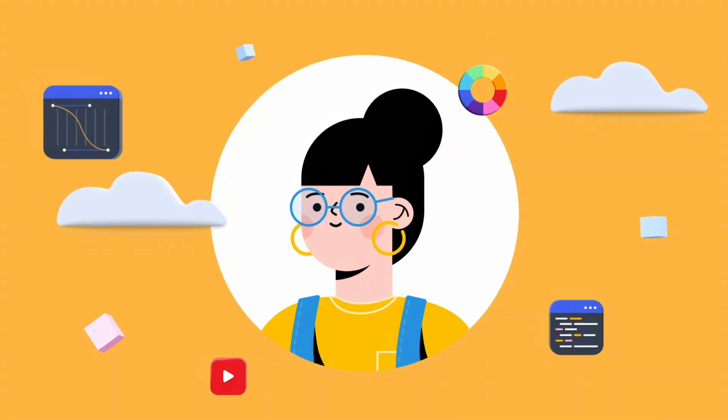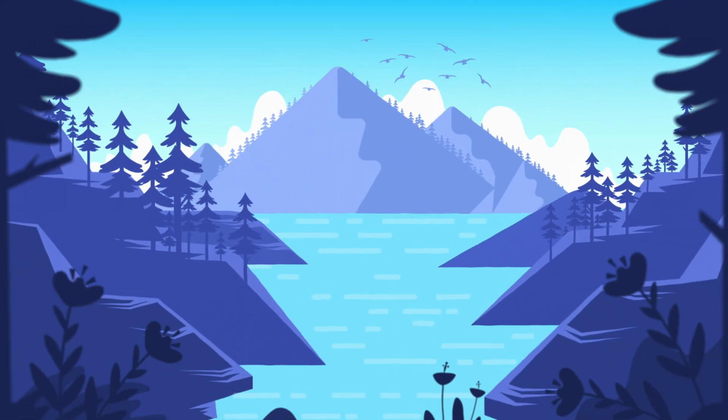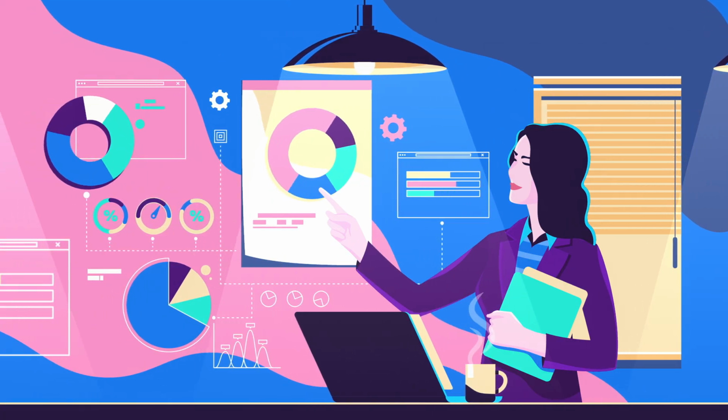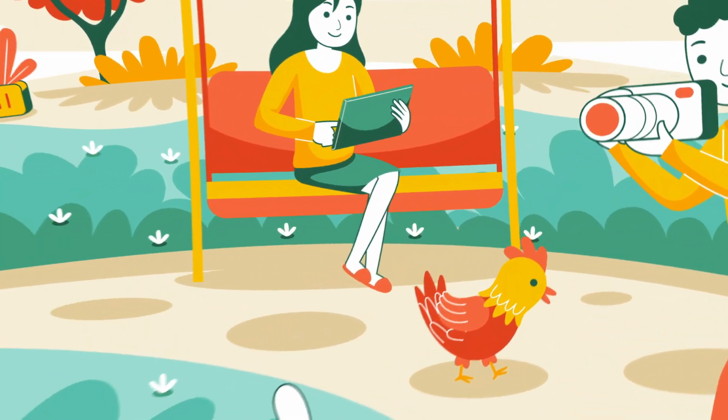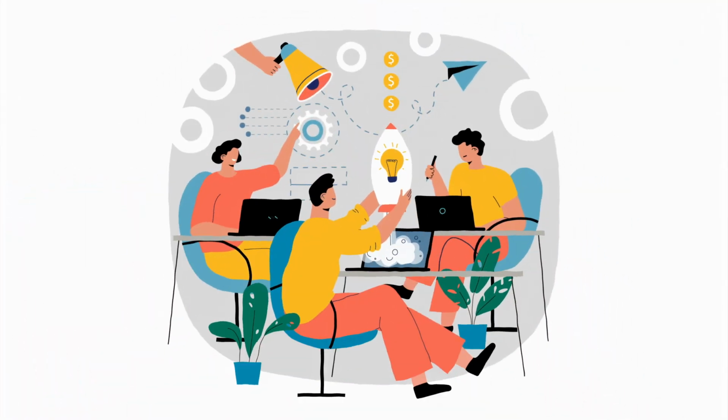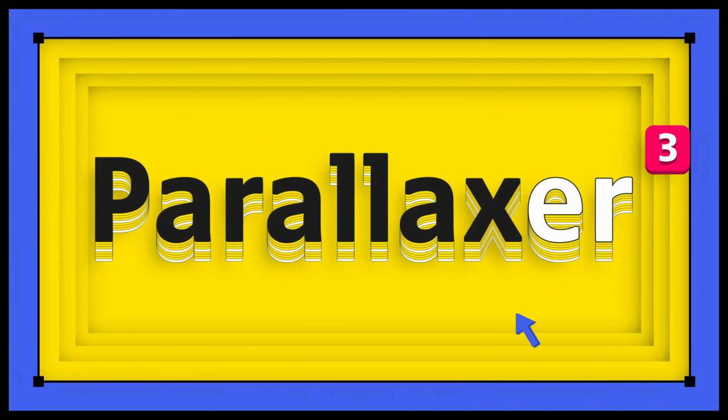Time is precious. Let's use it to create. 2.5D Parallax animation in one click with automatic scaling of your layers. That's Parallaxer for After Effects.